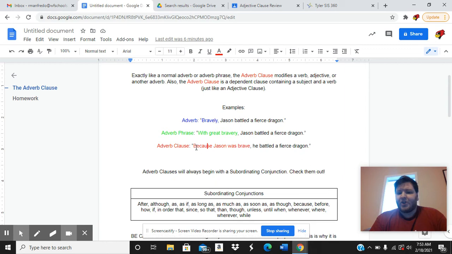In order to check our answer and make sure that this is our adverb clause, just like an adjective clause, we have to make sure that everything else in the sentence can stand on its own. So, he battled a fierce dragon. We have our subject in he. We have our verb in battled. And this entire thing right here can stand alone as a complete sentence. So since we have to have one of each, as many of you might remember, since we have a dependent over here, we have to have an independent over here. And so that works out perfect. This is our adverb clause.